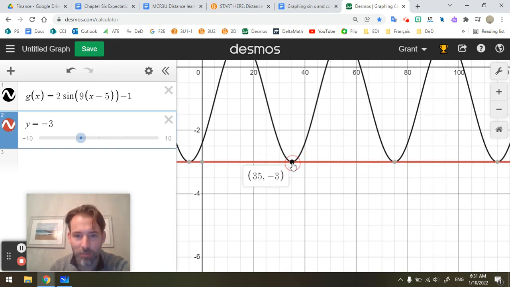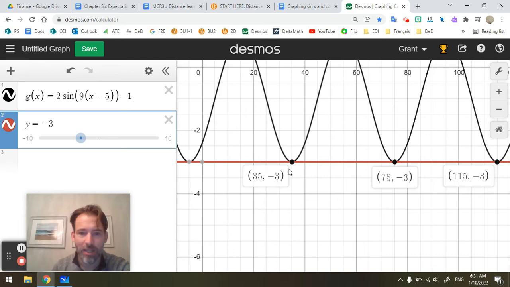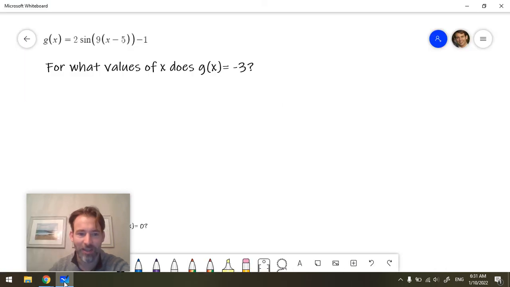Let's talk about them. Here we have 35 minus 3, 75 minus 3, and 115 minus 3. So maybe that's a little tricky. So what we can do is go back here and write those down. And we'll write these down as the first, second, and third terms in an arithmetic series. 35, 75, 115. Okay, I can remember that. So we're going to write this down this way.